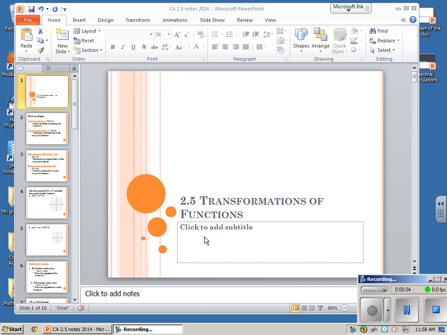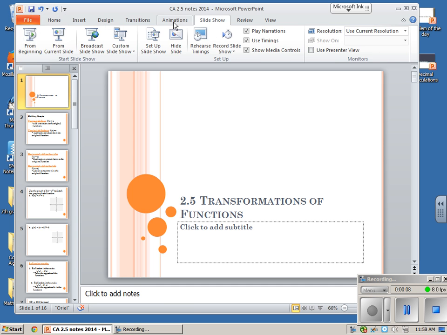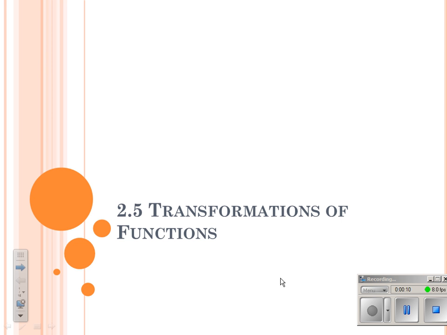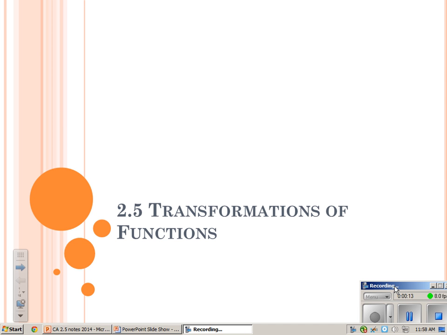This lesson is on Chapter 2, Section 5, Transformations of Functions. So if everybody would please turn to an empty page in their notebook and have their textbook open to page 205, we will get started.